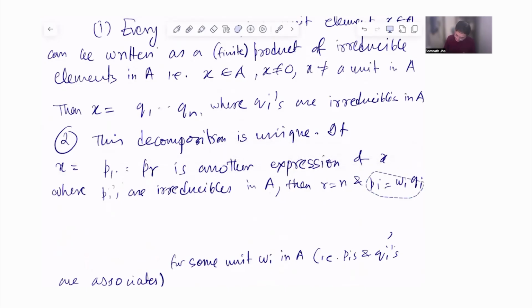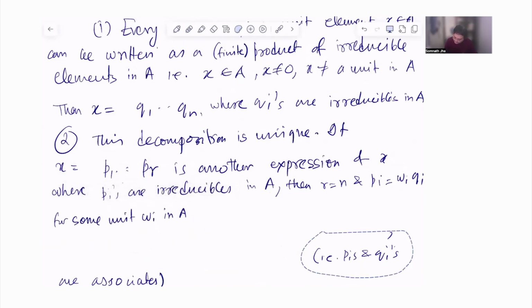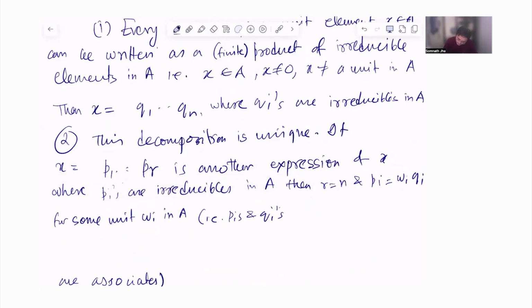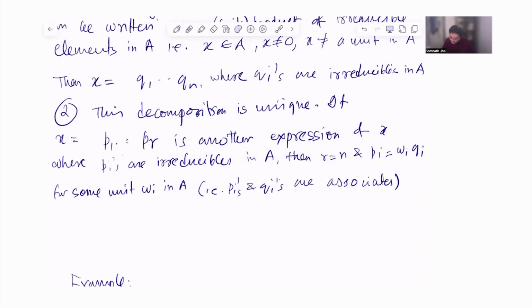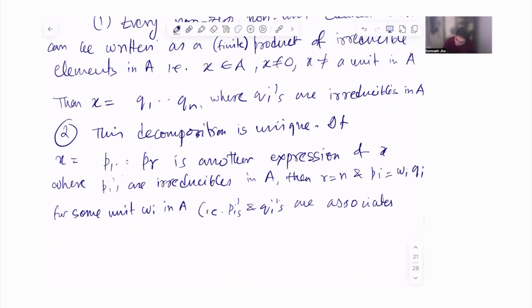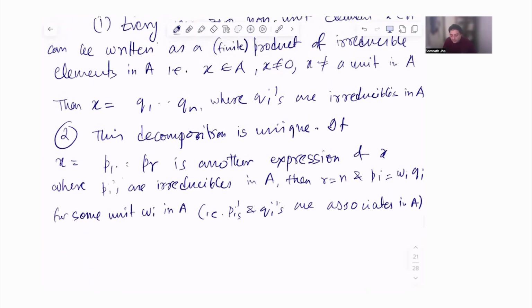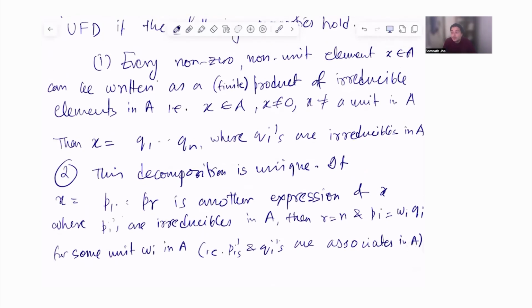That is, pi equals some unit wi times qi. So they only differ by a unit, which means the pi's and qi's are associates in A. In summary, every non-zero non-unit element can be written as a product of irreducibles, and this product is unique. If you write it in any other way, they can only differ by a unit.